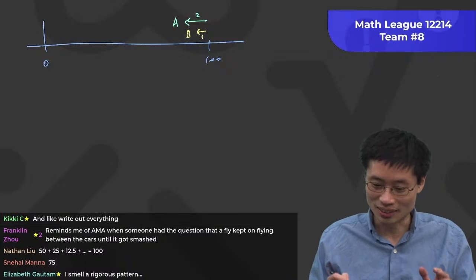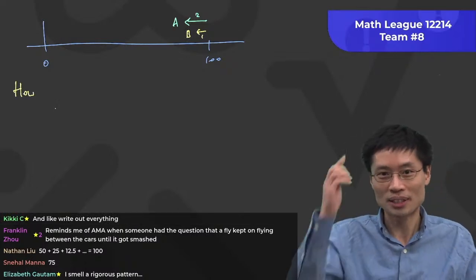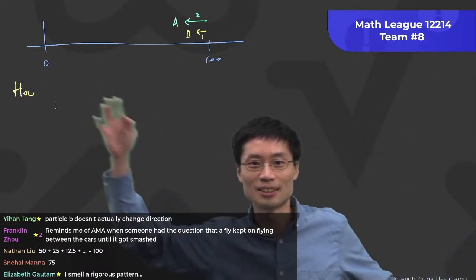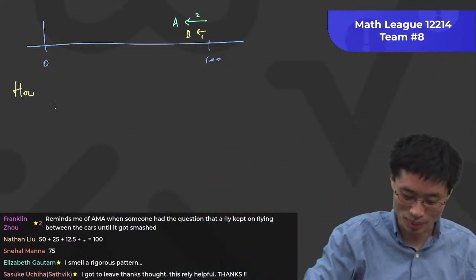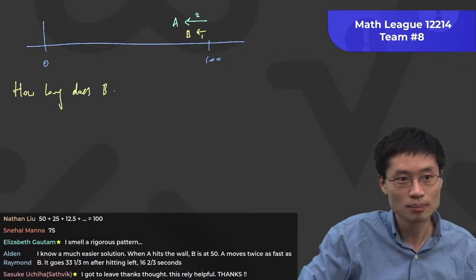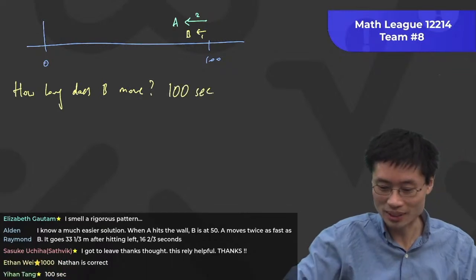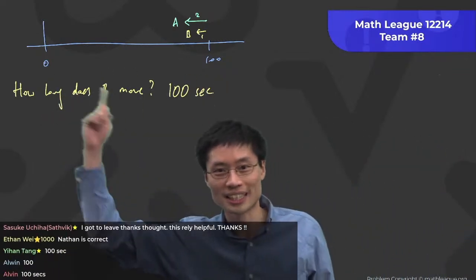So now here's the deal. How long is particle B moving? Can anyone type in the chat? Just because of the fact that it's squeezing like a snowplow. It was snowing around here in Pittsburgh, so I say snow. How long does B move? Well, just 100 seconds, because it takes 100 seconds to squash A down there.